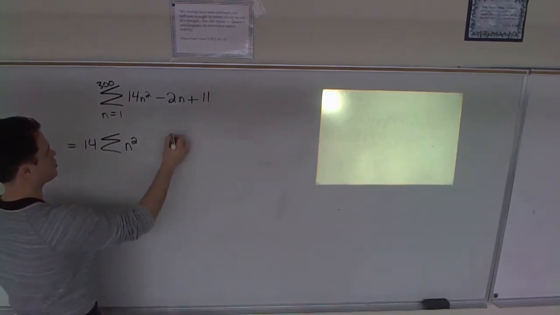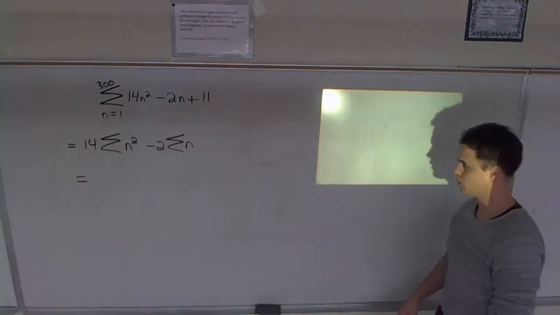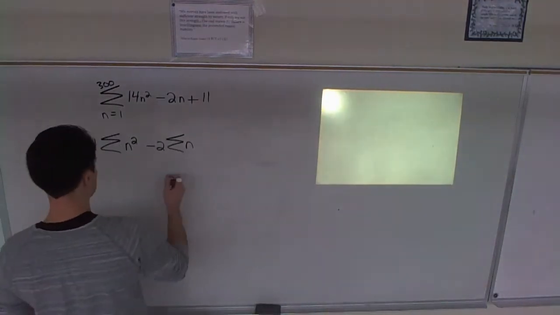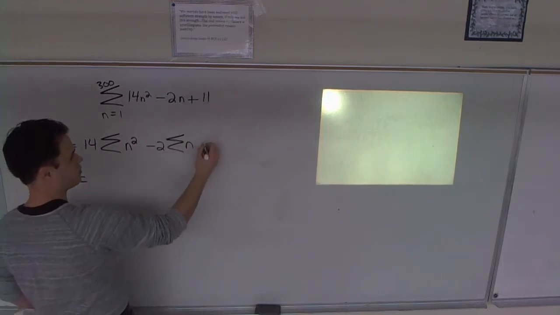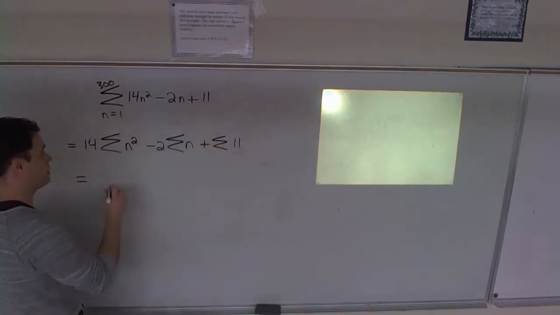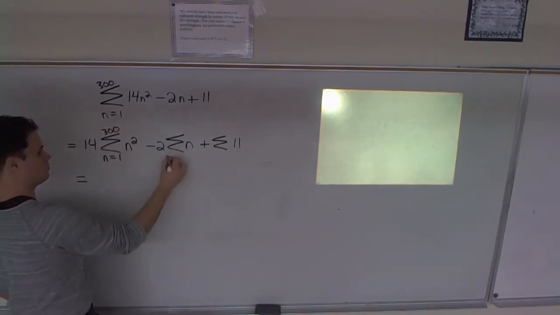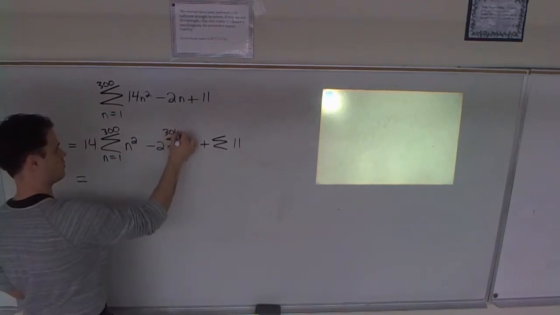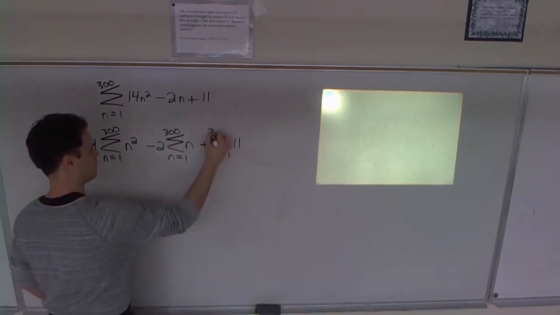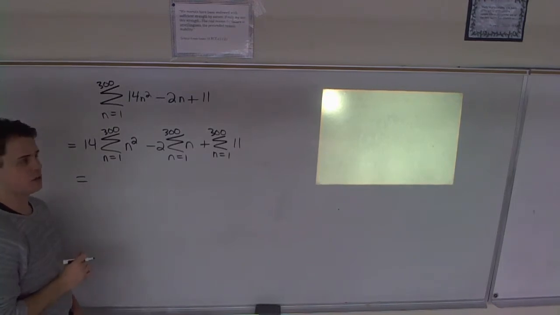Then I'm going to distribute the sum to the next term and pull out the 2. And now I'm going to distribute the sum also to the 11. Now I'm going to add all my indices. There we go. So now it's time to apply our summation shortcuts.